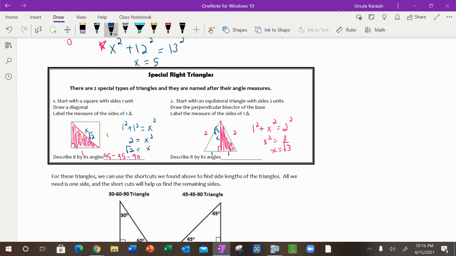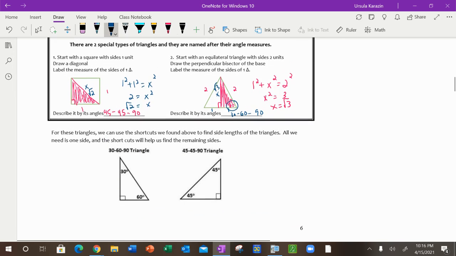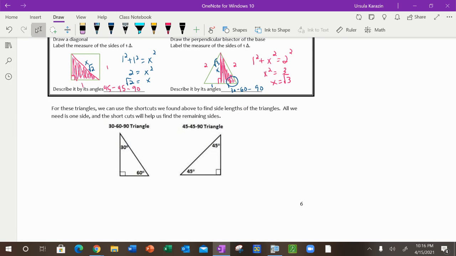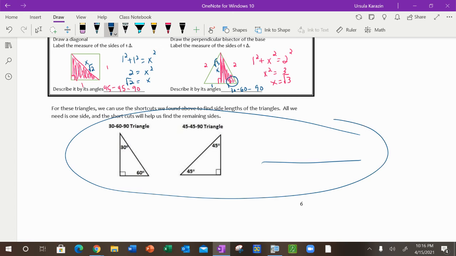This triangle is a 90. We got this 60 here, so the other one has to be a 30. So it's a 30, 60, 90. All right, so even if that doesn't make sense to you, you do need to know these shortcuts.